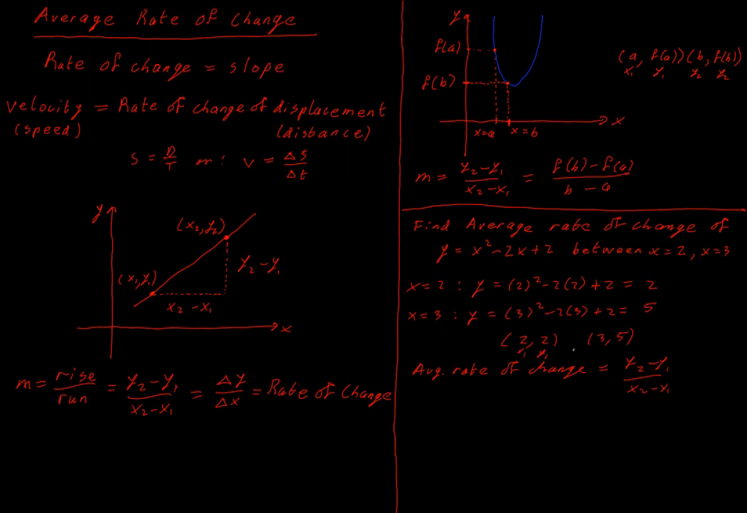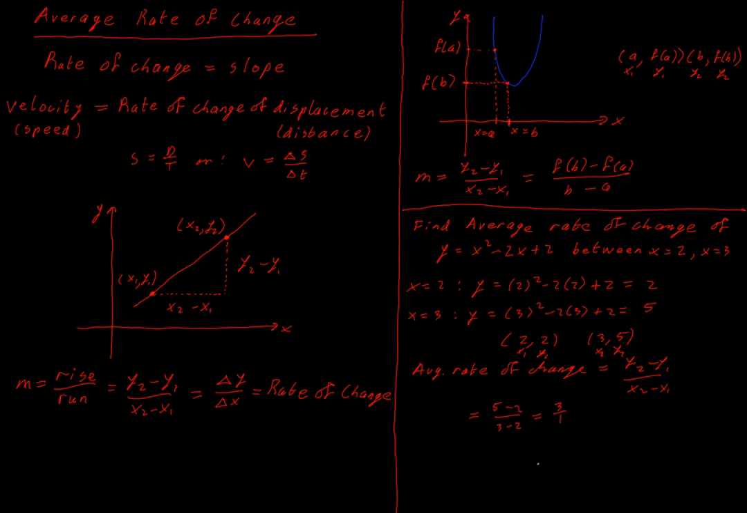Subbing in, we always write down what we are going to sub in and our formula. And we get 5 minus 2 all over 3 minus 2, which is equal to 3 all over 1.